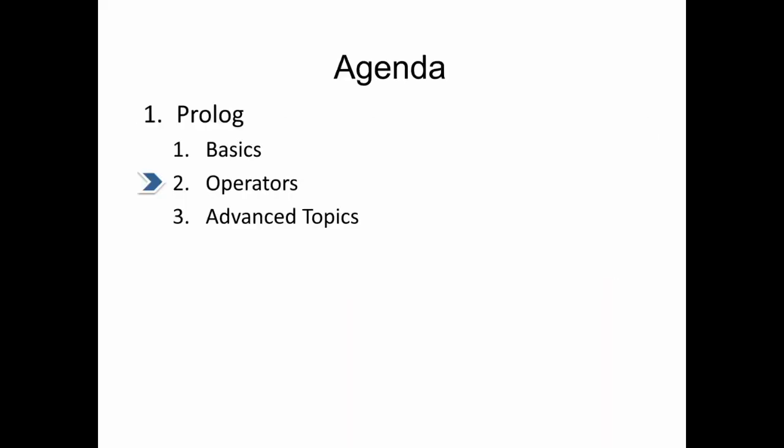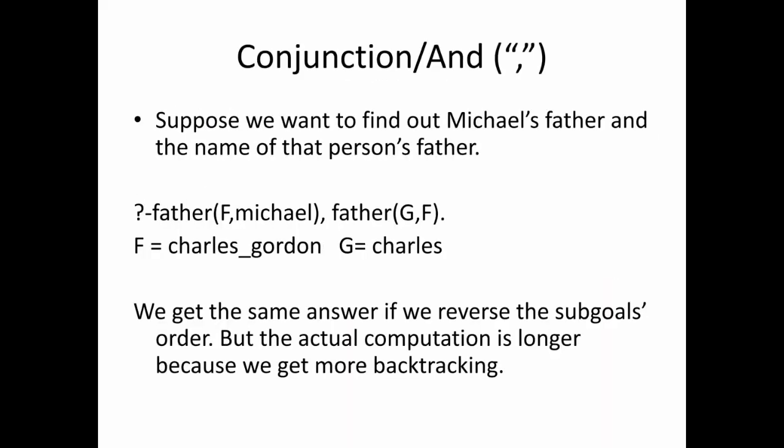Okay, now for the operators. The AND operation is done by comma. Suppose we want to find Michael's father and Michael's father's father. Our query becomes father(F, michael), father(G, F). When we run this query on some family tree, we get F is Charles Gordon and G is Charles. So Charles Gordon is Michael's father and Charles is Charles Gordon's father.